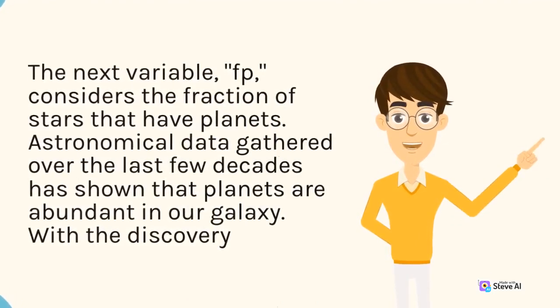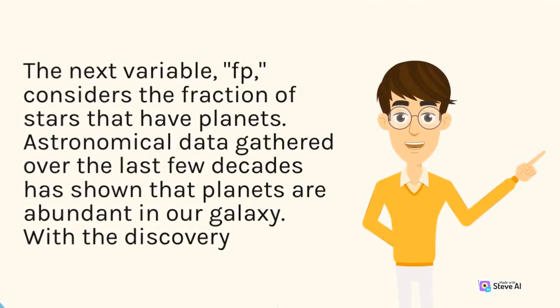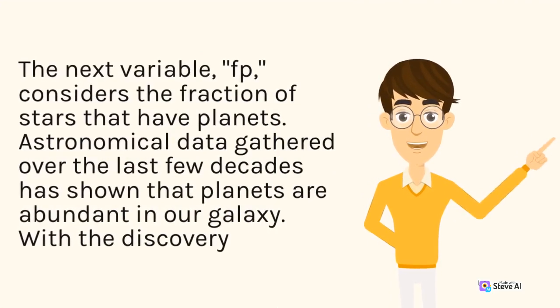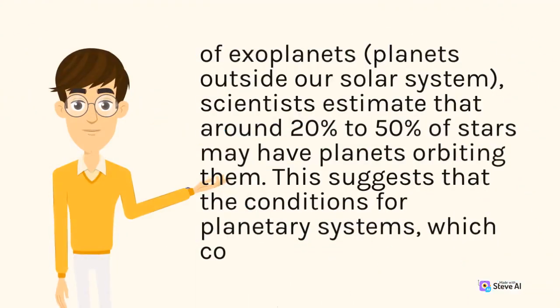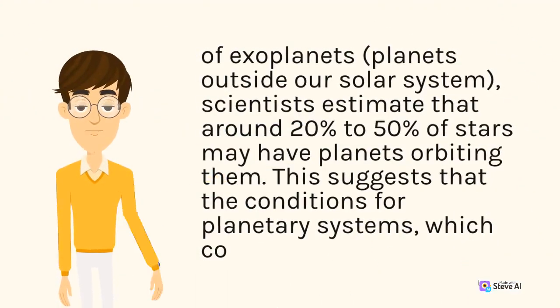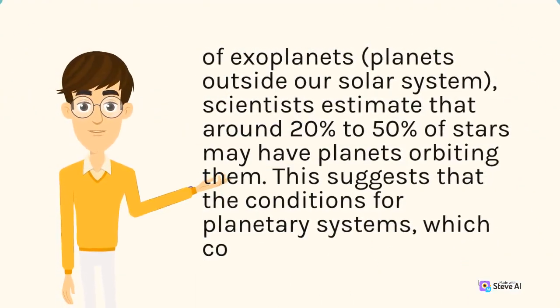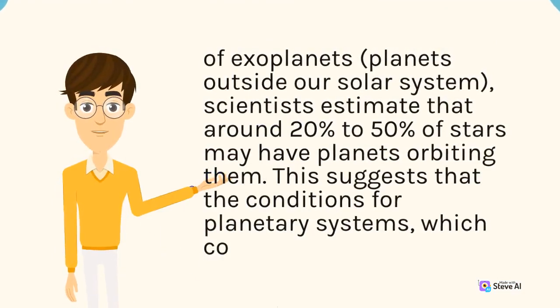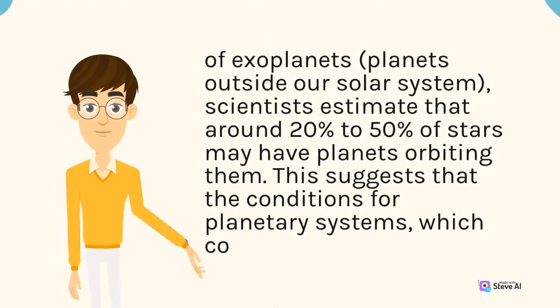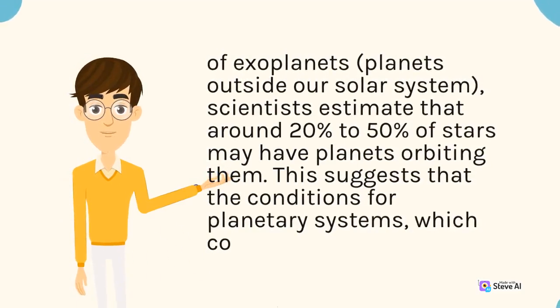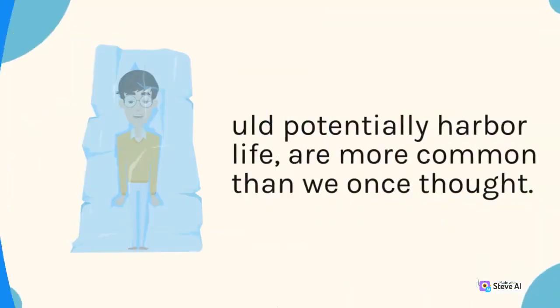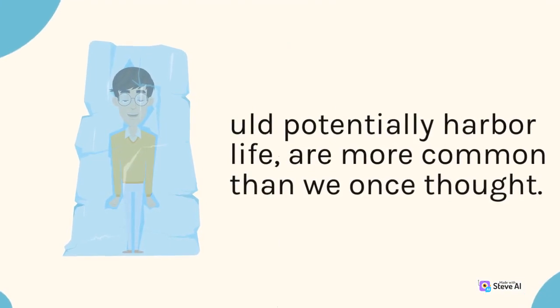The next variable, fp, considers the fraction of stars that have planets. Astronomical data gathered over the last few decades has shown that planets are abundant in our galaxy. With the discovery of exoplanets, planets outside our solar system, scientists estimate that around 20% to 50% of stars may have planets orbiting them. This suggests that the conditions for planetary systems, which could potentially harbor life, are more common than we once thought.